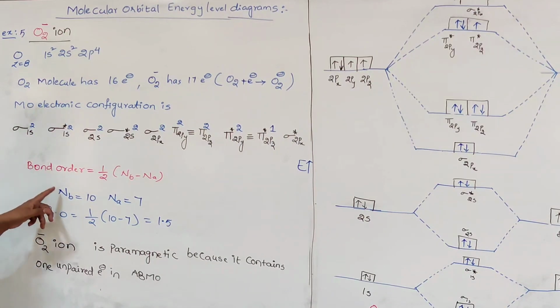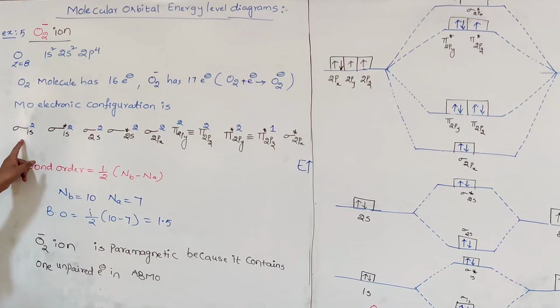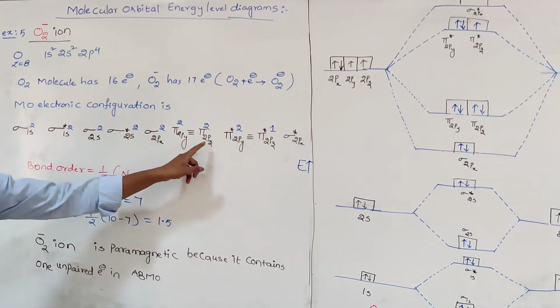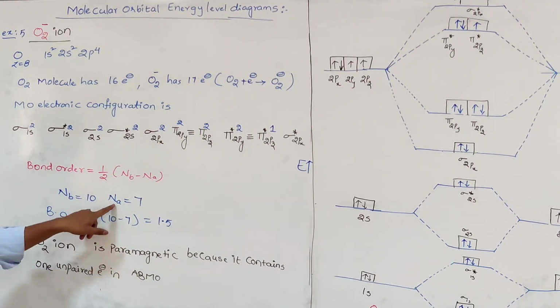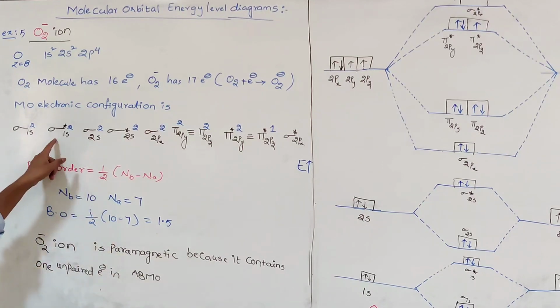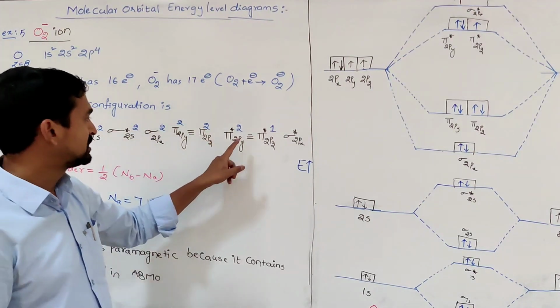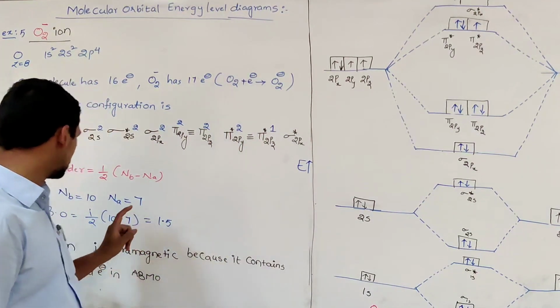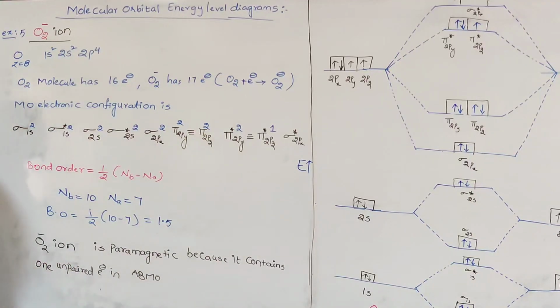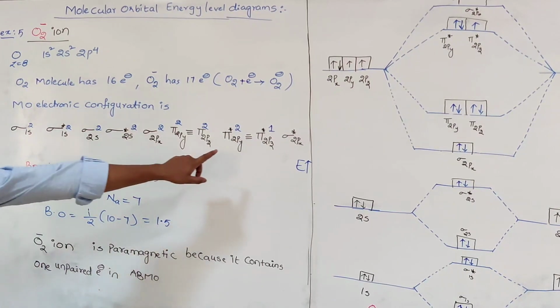While calculating the bond order, the number of electrons in bonding molecular orbitals is 10: 2, 4, 6, 8, 10. The number of electrons in anti-bonding molecular orbitals: 2, 4, 6, 7. 7 are there. Bond order is equal to 1 by 2 into 10 minus 7, that is 1.5. So the O2 minus ion is paramagnetic because it contains one unpaired electron in an anti-bonding molecular orbital, that is pi star 2pz1.